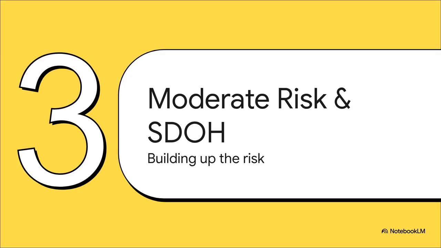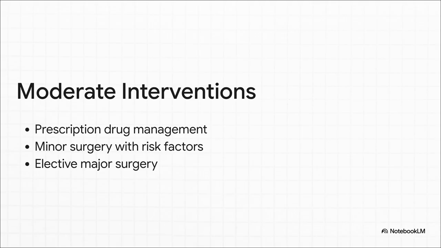All right, Section 3, moderate risk and SDOH. Moderate risk is literally the bread and butter for a lot of clinics out there. Notice that actively starting a new prescription drug, adjusting a dose, or even managing refills with active assessment automatically elevates the patient management risk to the moderate level. This level also includes minor surgeries if the patient has risk factors, like a bleeding disorder, or deciding on an elective major surgery, like a joint replacement, in a perfectly healthy patient.